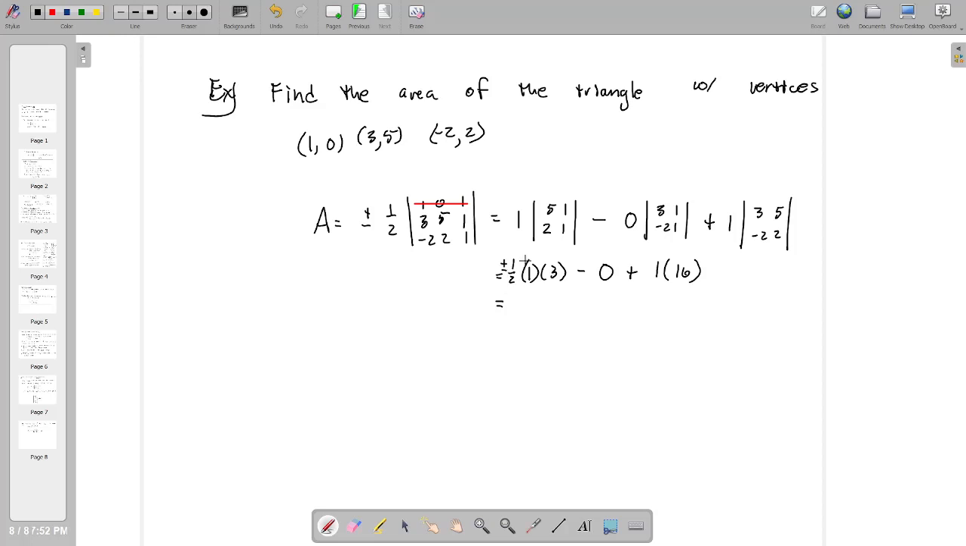Don't forget your plus or minus 1/2 out front. We have 3 minus 0 plus 16, which is plus or minus 19 over 2. Now remember, we choose the positive or negative just to make this entire term positive. If it was negative 19 over 2, then I would choose the negative to make the area positive. But since 19 over 2 is already positive, I'm just going to choose the positive and ignore the negative. So our answer is 19 over 2.